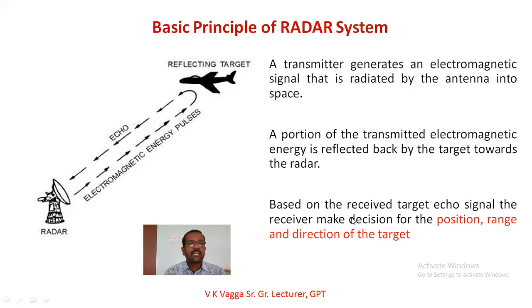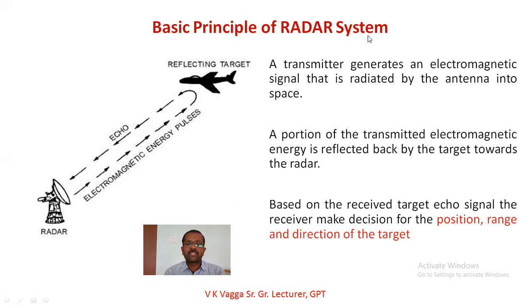Okay, this receiver can make the decision of the position. It can identify its position in the form of the angle, and it can identify the range, which is its distance from the earth. It can measure in terms of kilometers, and it can also measure the direction, whether it is coming towards the earth or going away from the earth. All of this can be measured by the radar. This itself is the basic principle of the radar system.